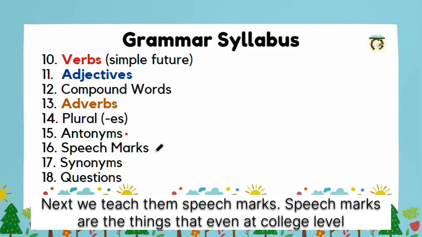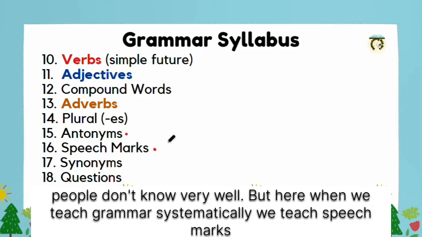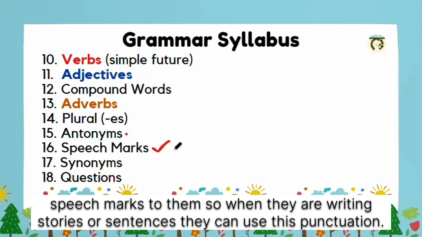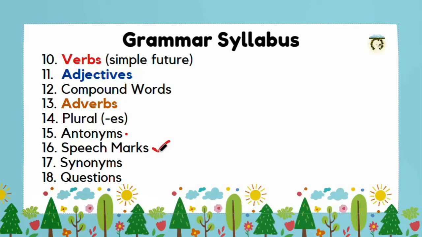Next, we teach them speech marks. Speech marks are something that even at college level, people don't know very well. But here, when we teach grammar systematically, we teach speech marks to a kindergartner or grade 1 student. Obviously, not in a very advanced way, but at least we introduce speech marks to them. So when they are writing stories or sentences, they can use this punctuation.